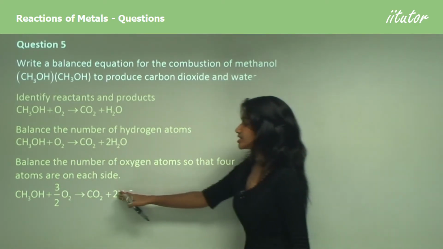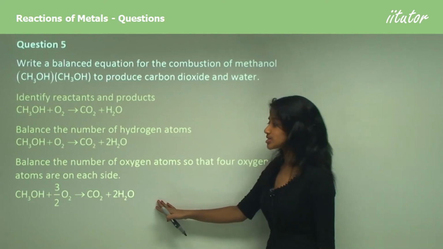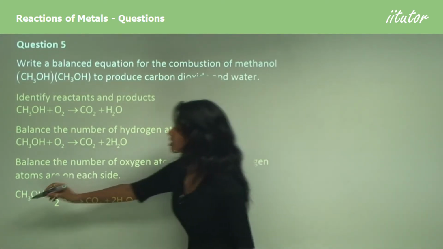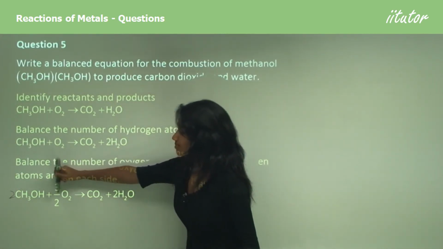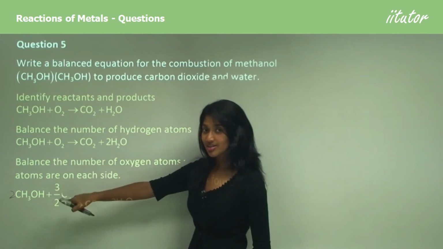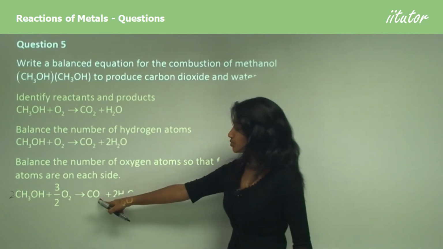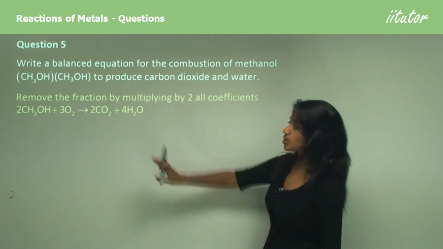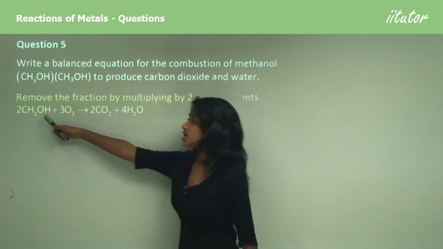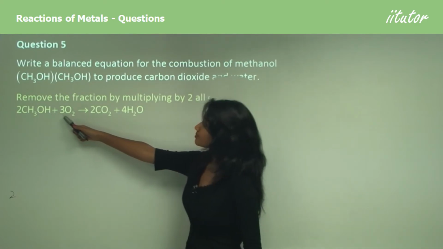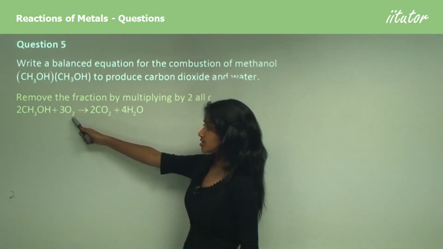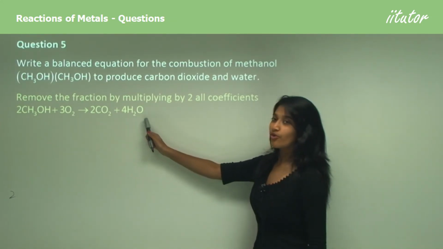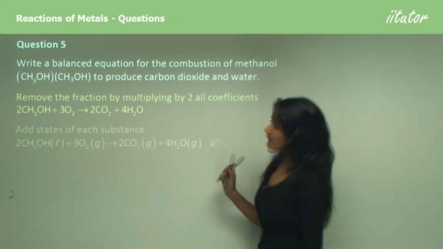Now this looks very tedious at the moment. So to make it more simple, you would times each molecule by 2. If you do that, you would add a 2 here. When you times this by 2, the 2's would cancel out, giving you 3 on this one, 2 here, and when you times 2 by 2, you would get 4. So eventually your equation would look like this. You would have 2 methanol reacting with 3 oxygen molecules, giving you 2 carbon dioxide molecules and 4 water molecules, as you can see. Add your states.